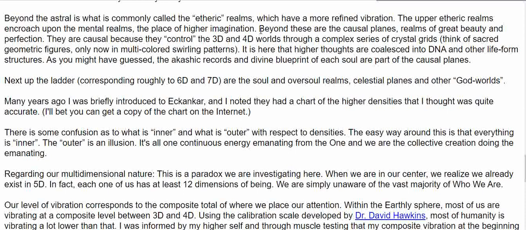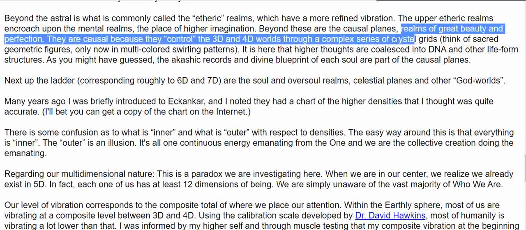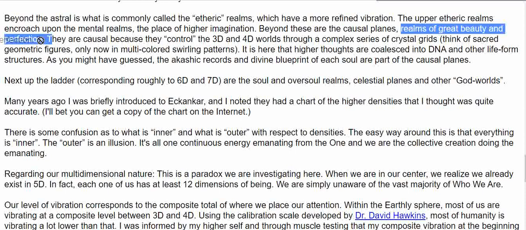Ooh, this one is terrible. Be careful. Realms of great beauty and perfection. I don't think so. They are causal because they control the 3D and 4D. No, you are mistaken. Be careful with the causal realm, because the causal realm is where many, they say, will pay their karma. So be careful with the causal realm and what you bring to the other side with you. And this luggage is called the causal body. They are causal because they control the 3D and 4D worlds through a complex series of crystal grids. Think of sacred geometric figures, only now in multicolored swirling patterns.